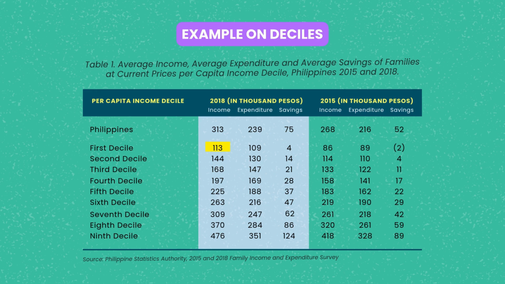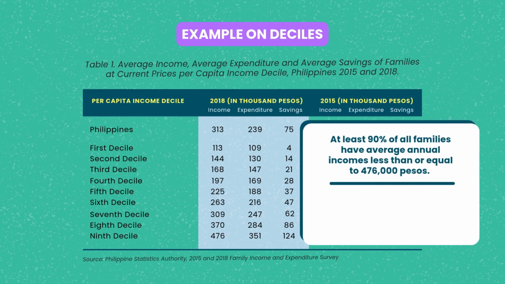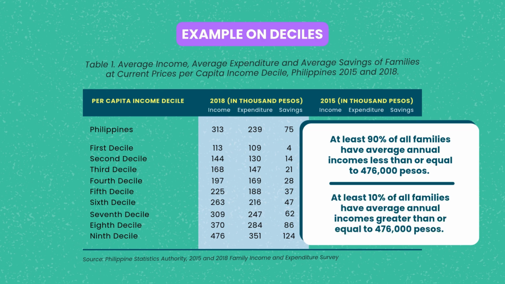In the first decile, the average annual family income is only 113,000 pesos. In the ninth decile, it is 476,000 pesos. What is the meaning of the ninth decile? That is also your 90th percentile. And it tells us that at least 90% of all families have average annual income less than or equal to 476,000 pesos. Or at least 10% of the families have average annual income greater than or equal to 476,000 pesos.